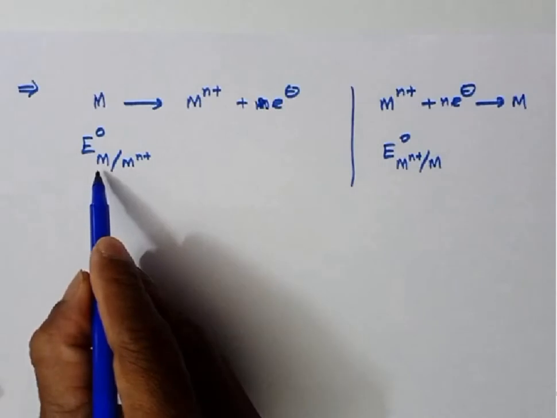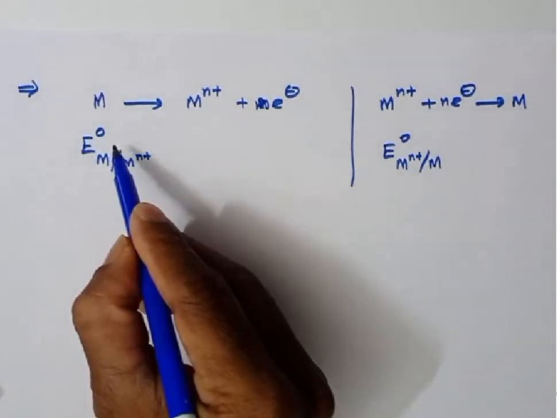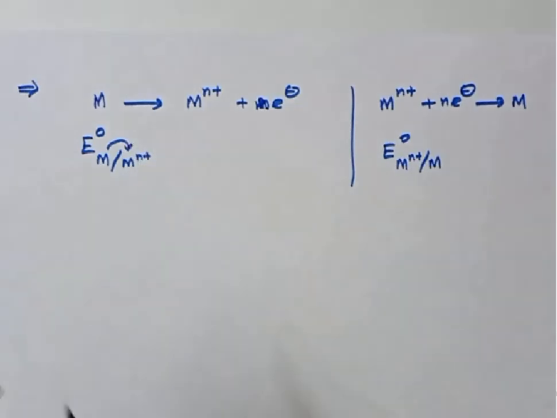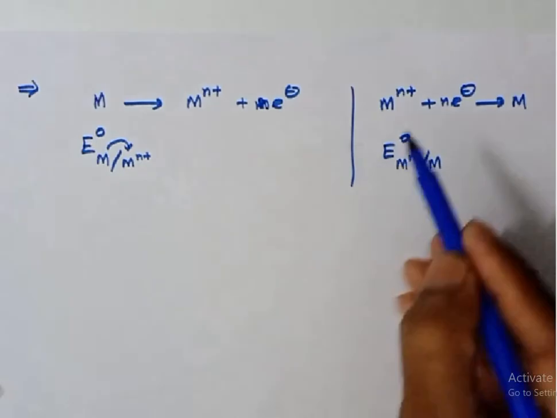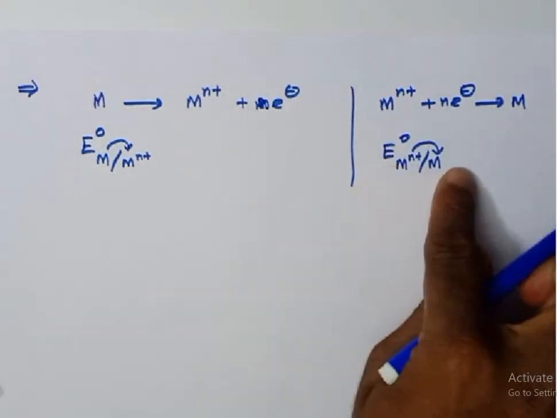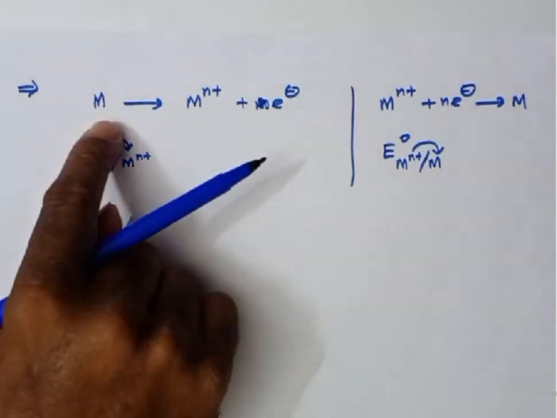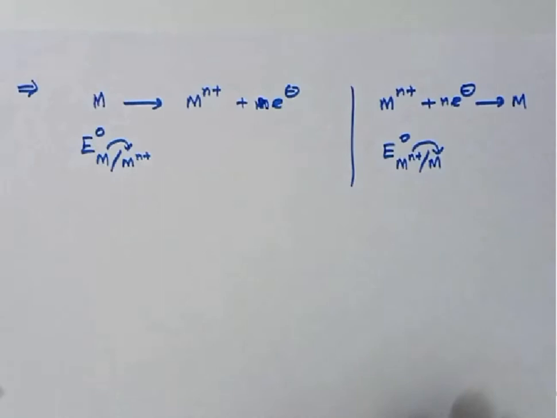So while writing the potentials, you should be very, very clear. When metal becomes metal ion, it is oxidation, so this potential is oxidation potential. When metal ion becomes metal, it is called reduction, and this potential is reduction potential. And the not symbol indicates it is standard oxidation potential and standard reduction potential.